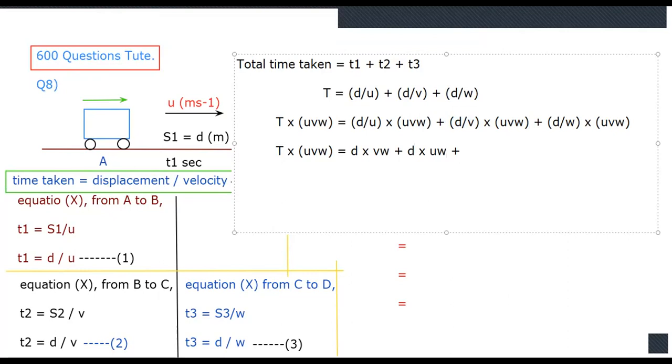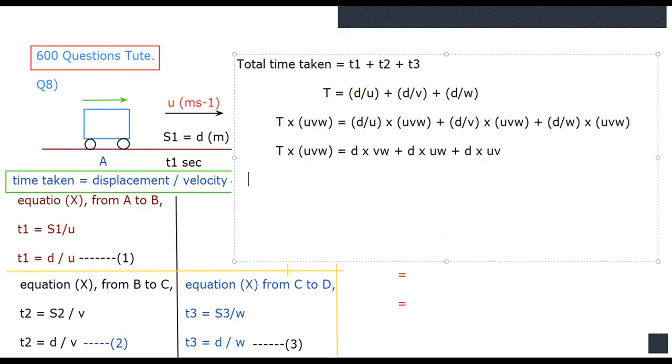In the next term, which letter will cancel out? W. W will cancel out. So what are the remaining terms, dear? U and V. U and V remaining. So again, nothing will happen to this T times UVW. T times UVW not changed.